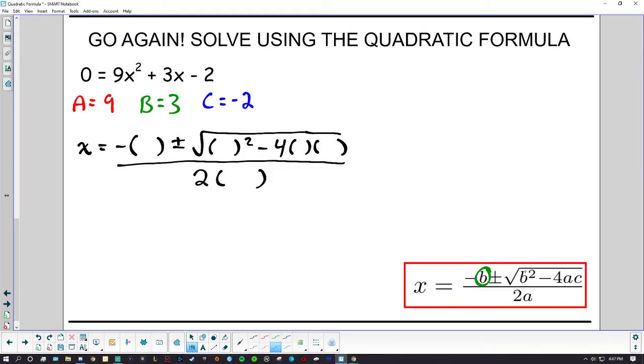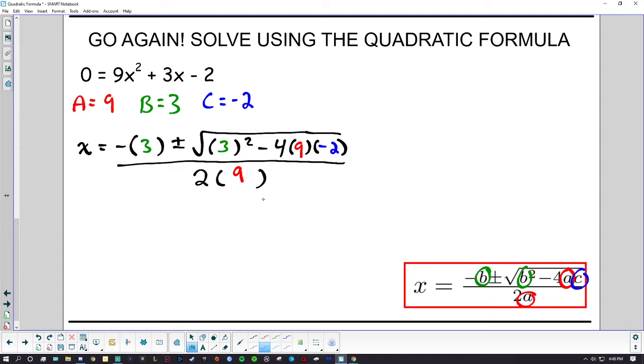Okay, let's put everything in. First, we have two b's. Let's plug them in. B is 3. I'm going to plug in a 3 and a 3. Next, I have an a. Let's plug in my 9. And then I have a c. Plug in your c, negative 2. On the bottom, we have an a. Plug in your a. Always double check. If you plug them into the wrong spot, it's going to mess everything up.